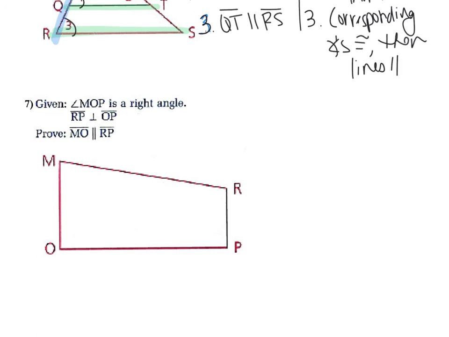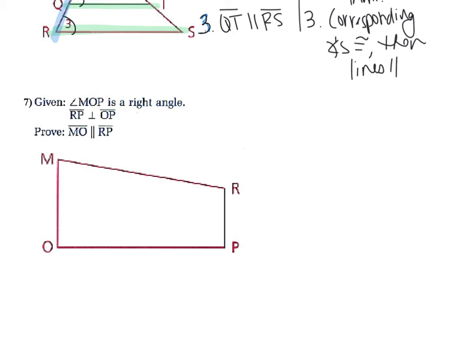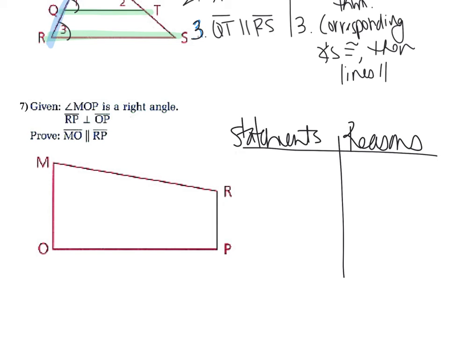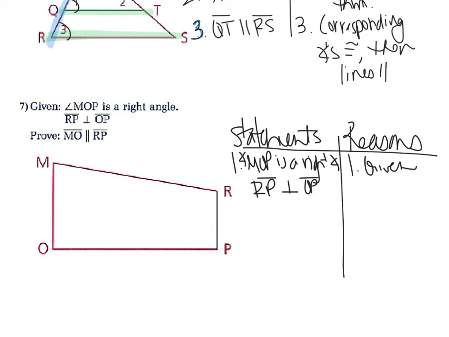Okay. All right, next example. So let's draw our T-chart. Okay, so it says the measure of angle MOP is a right angle. So angle MOP is a right angle. And we have segment RP is perpendicular to segment OP. It wants us to prove MO is parallel to RP. So that's what we're trying to prove.